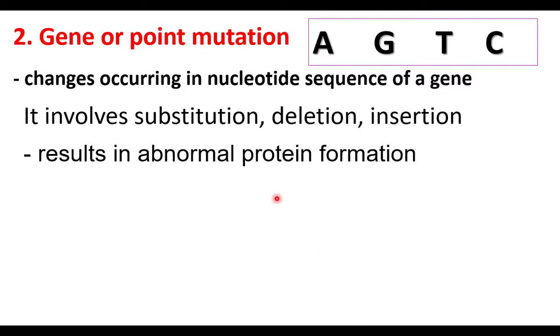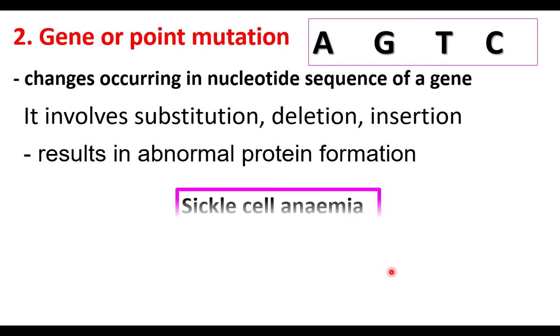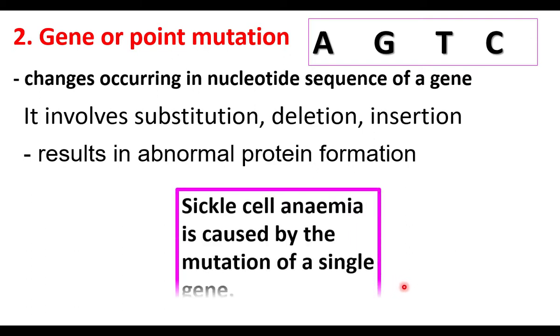Genes occupy a particular place or particular point in a chromosome. So gene mutation is called a point mutation. This abnormal protein formation results in disease. Sickle cell anemia is caused by the mutation of a single gene.